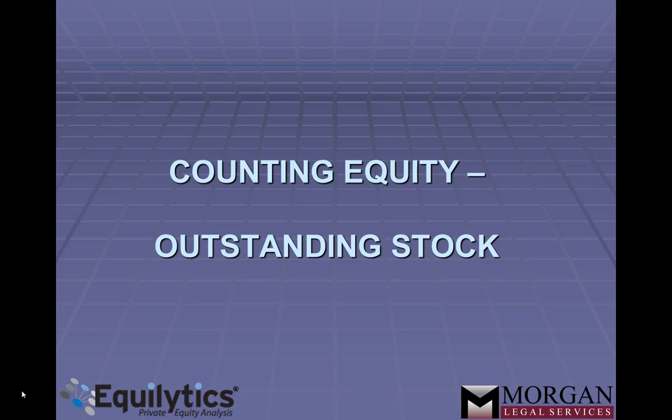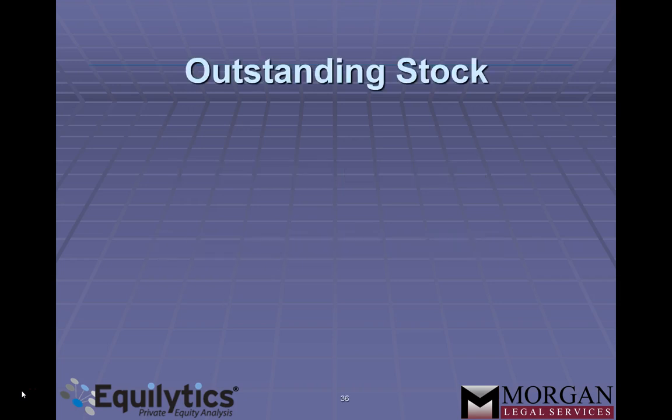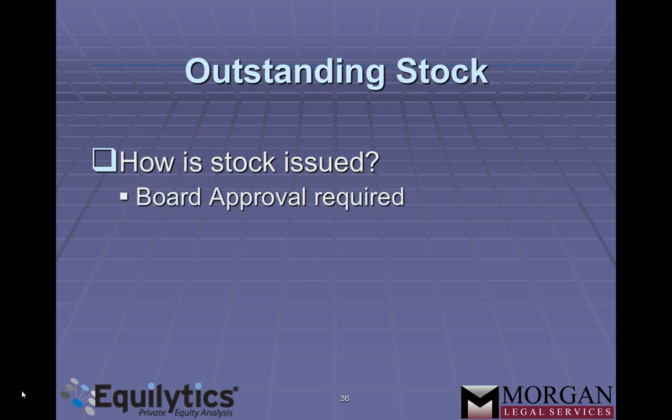This is section 6, where we're going to continue talking about counting equity, this time related to outstanding stock. Okay, so how is outstanding stock issued? How do you get outstanding stock? First, the board has to approve it. That's a requirement under the state statutes that the board approve the issuance of stock.